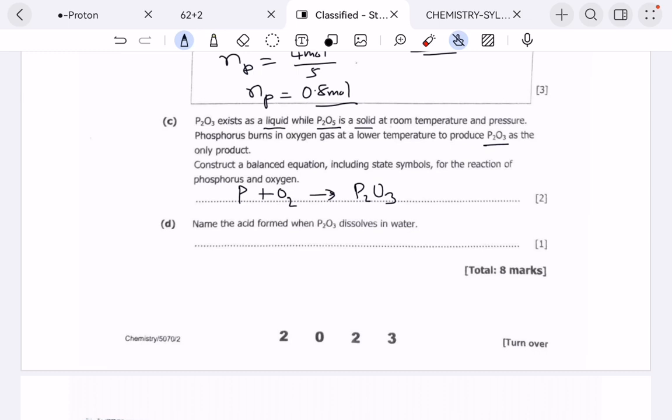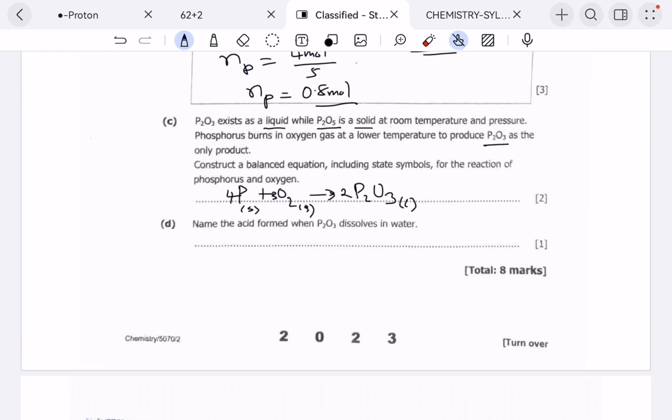So balancing this equation, how do we balance it? Okay, so if I put a 2 here, then this becomes a 4, then I'll put a 3 here. And state symbols, this is solid, this is gas, then according to the question, this is a liquid.